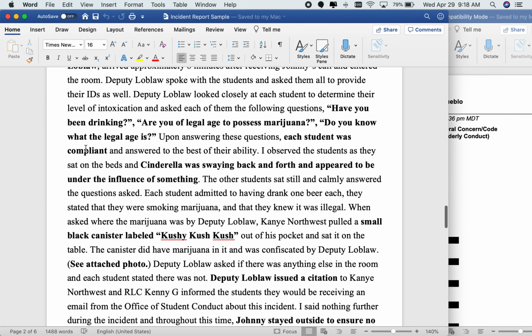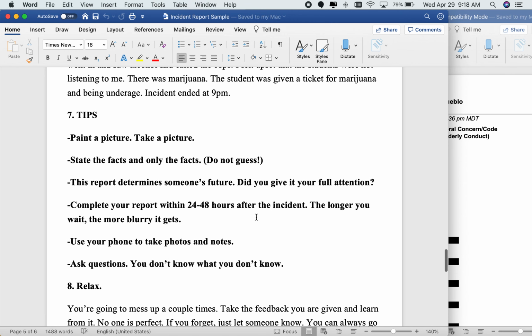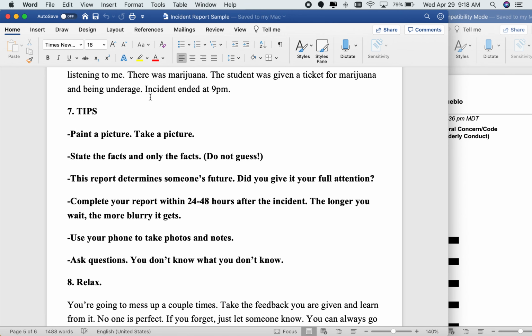Now, if you find a beer can in the hallway, you can say an empty Busch Light beer can was located in the lobby of Calibra. The person who it belonged to is unknown. That's fine. But if you're actually reporting to an incident, it should be much longer than this. Okay? So just remember, paint a picture, state the facts, don't make guesses.